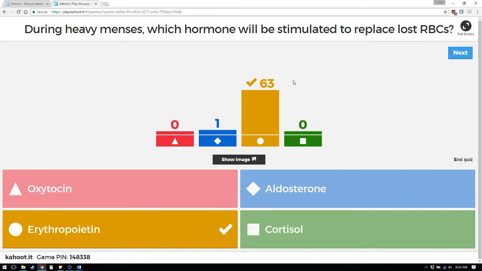Oxytocin would not be the case. Where does oxytocin get released from? Posterior pituitary, right? Aldosterone, where does that come from? The adrenal glands, right? That's our mineralocorticoids. And then cortisol, yeah, it'll begin coming from the adrenal glands as well. Erythropoietin would be the correct thing, though, to stimulate red blood cell production.